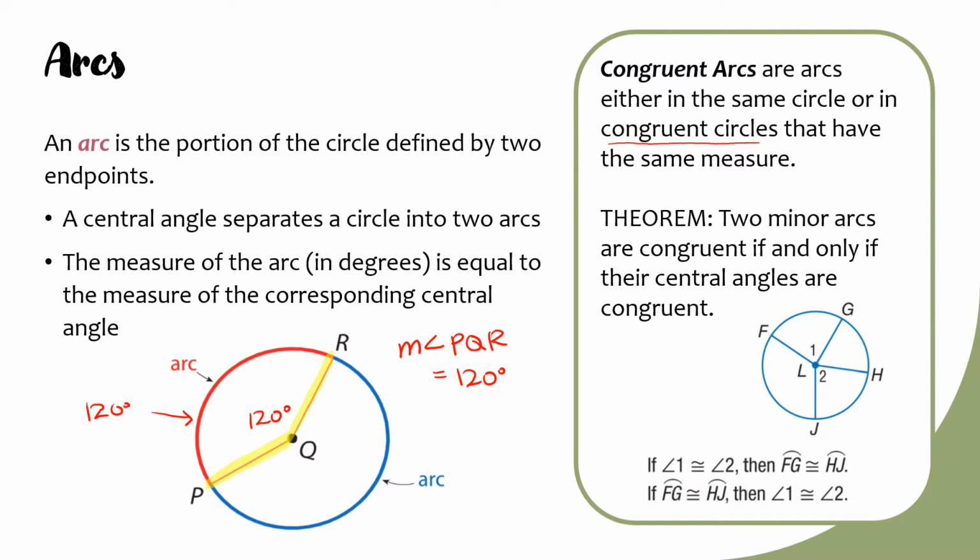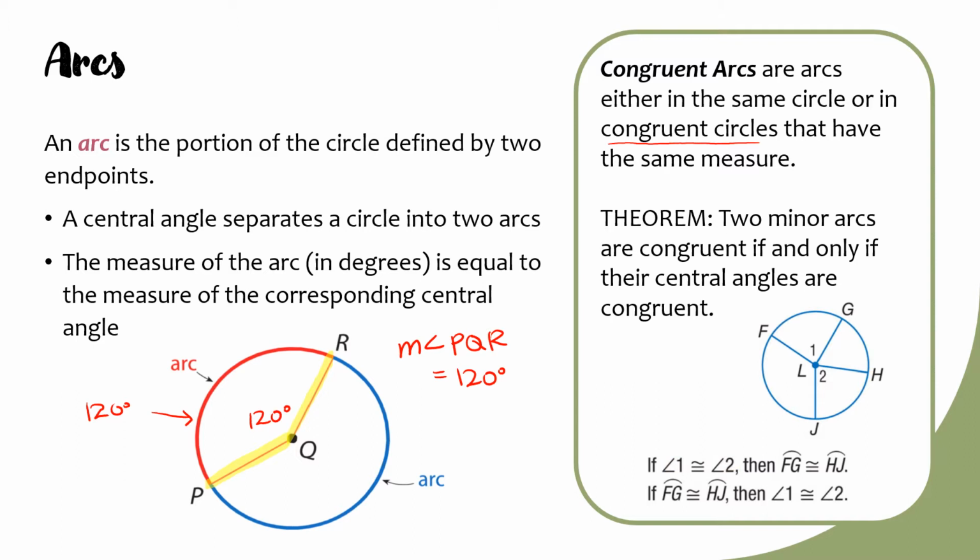All right, now our theorem relating to this here is that two minor arcs are congruent if and only if, so here's our biconditional phrase, two minor arcs are congruent if and only if their central angles are congruent. So we can see we've put this two ways. It is a biconditional phrase. If we know that angle 1 and angle 2 are central angles here, if those are congruent, then we know our arcs are congruent as well.